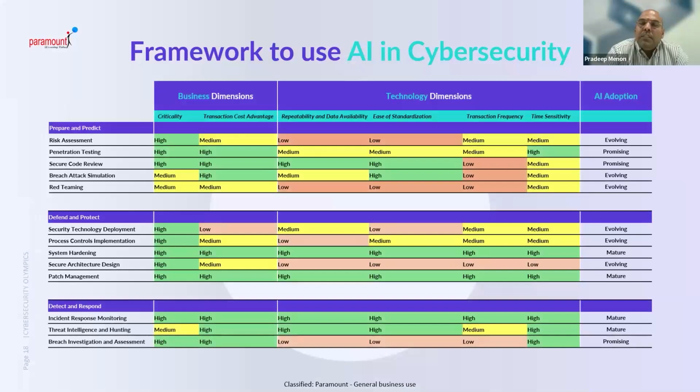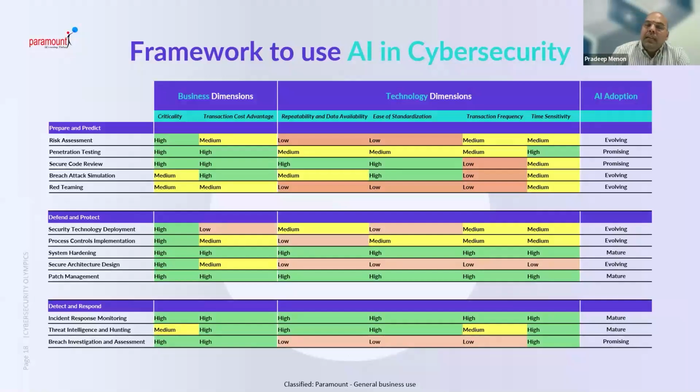So we have extrapolated this under three buckets of the cybersecurity life cycle: prepare and predict, defend and protect, and detect and respond. There are various activities listed within them. Prepare and predict has the whole gamut of activities: planning, risk assessment, penetration testing, code review, etc. Defend and protect includes technology deployment, system hardening, and patch management, and detect and respond, of course, includes incident response.